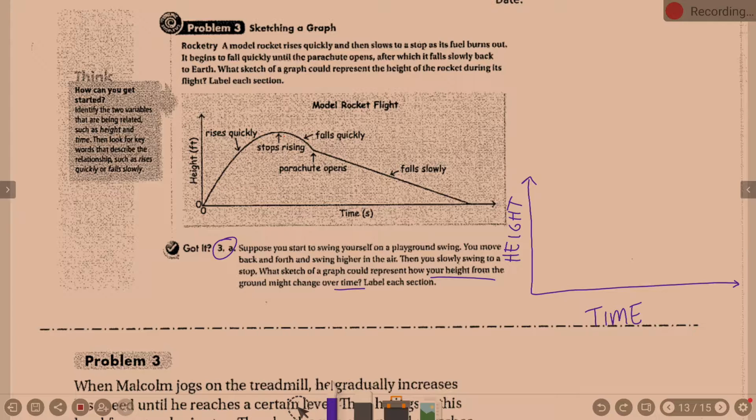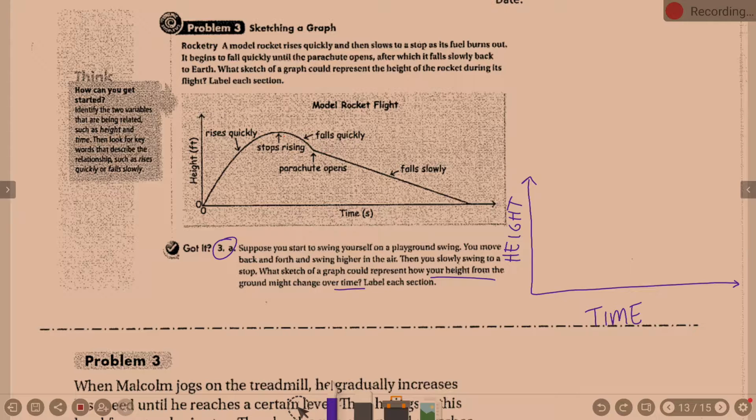And as time goes, we can affect height. So it's your height from the ground. What happens as you're swinging? It goes up gradually, it goes up and then it goes back down. Or you could stay at a constant rate. I'm trying to be technical here. Does your height stay constant as you swing? No. No, but there's that time where you could possibly stay at that for a second.